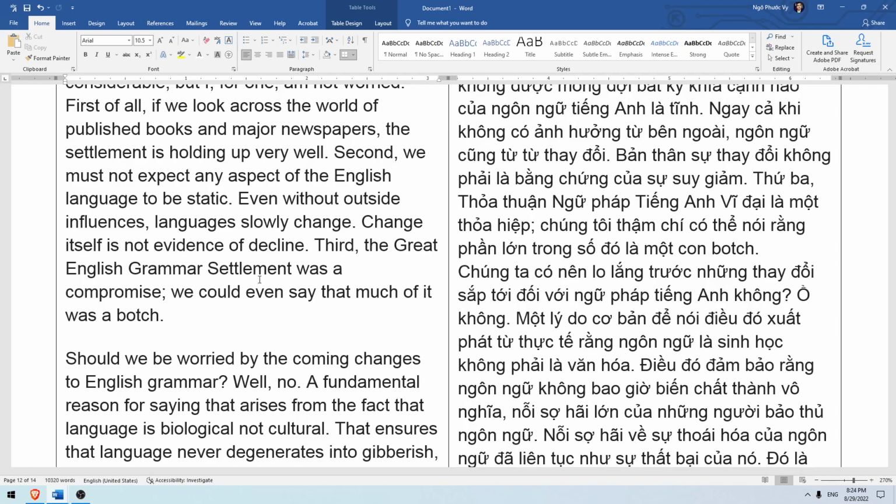Second, we must not expect any aspect of the English language to be static. To be static means to be still, not moving. Even without outside influences, languages slowly change. Change itself is not evidence of decline.